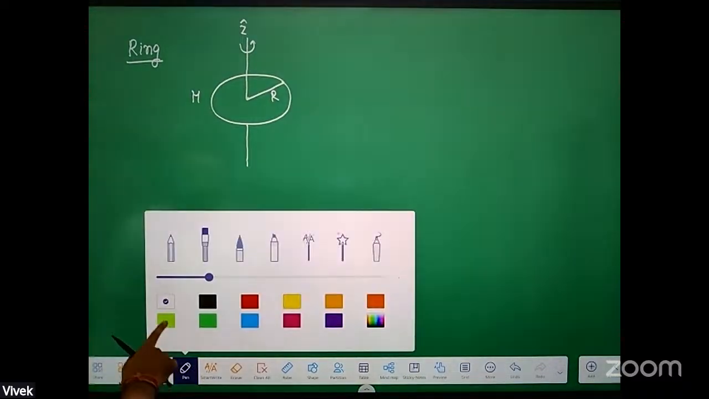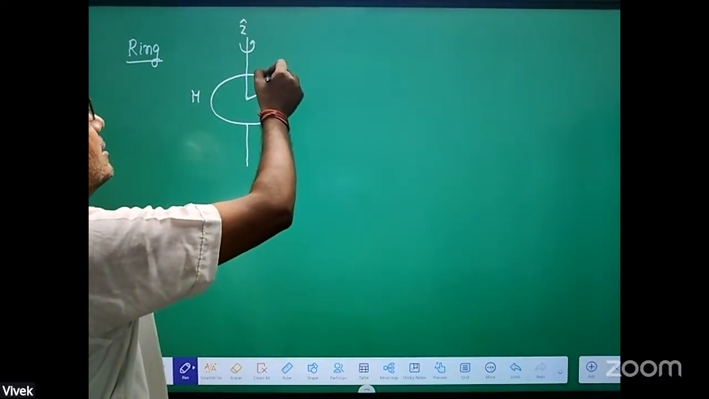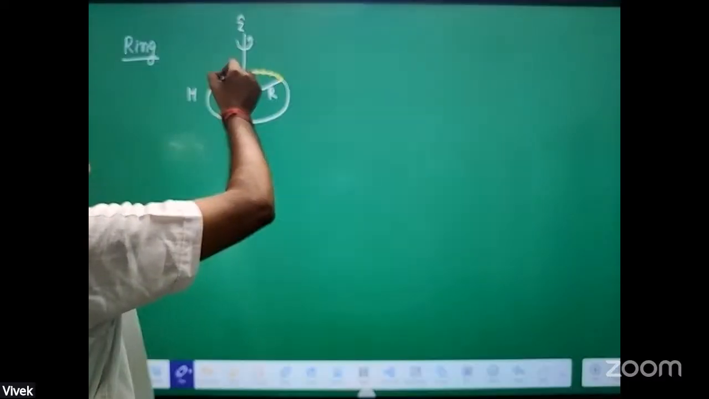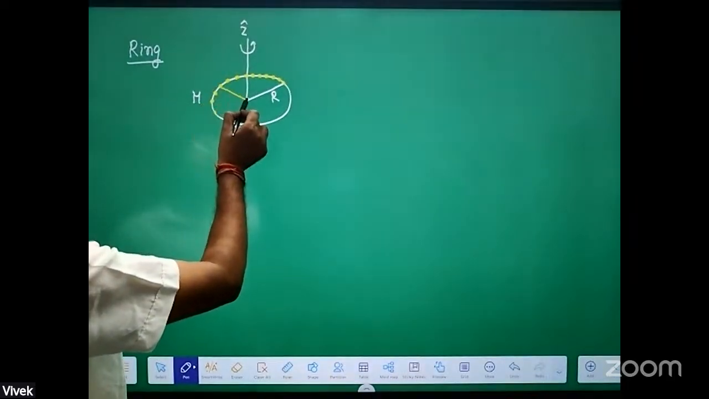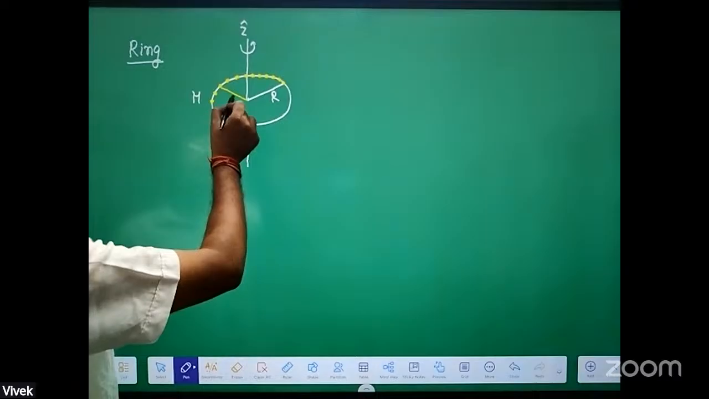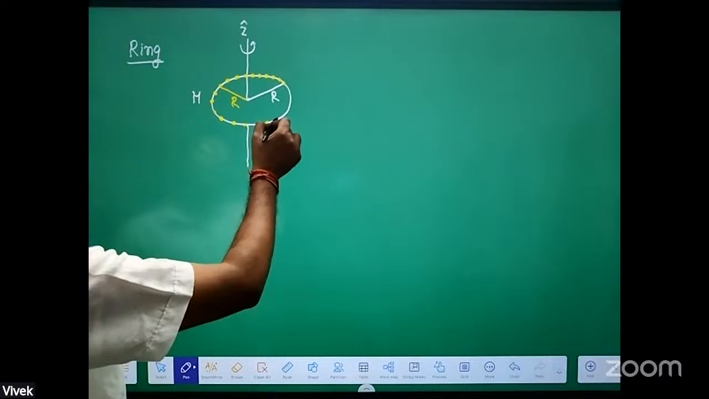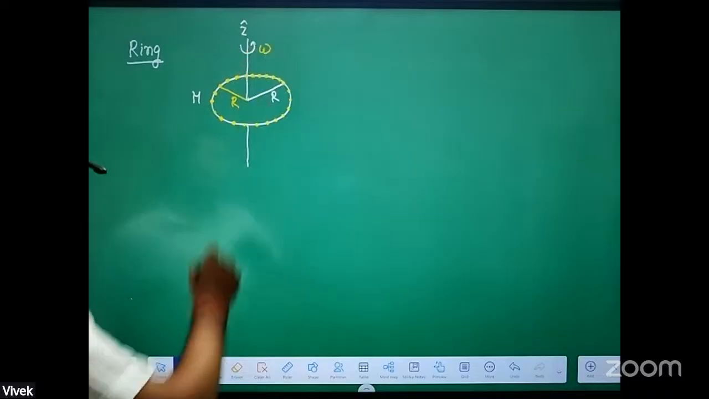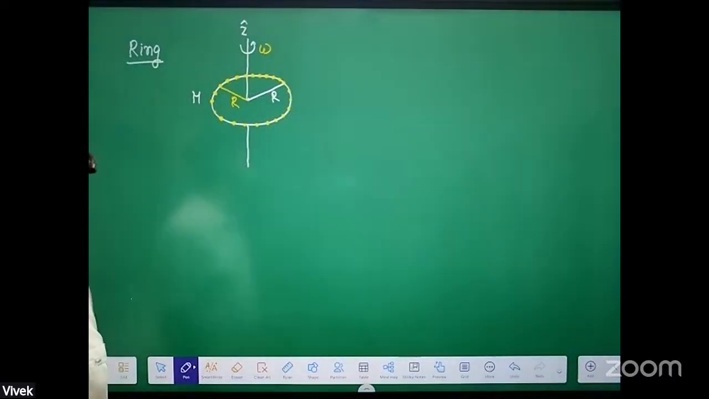So what can you consider? You can assume that this ring is made up of a large number of discrete particles like this. Each particle is at the same distance from the axis of rotation. You can draw a perpendicular on the axis of rotation. And each and every particle, this complete rigid body, this complete ring, is rotating with an angular velocity omega. So every particle is at the same distance.